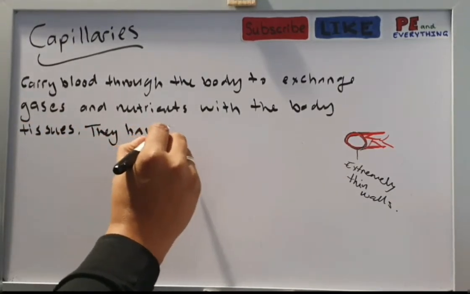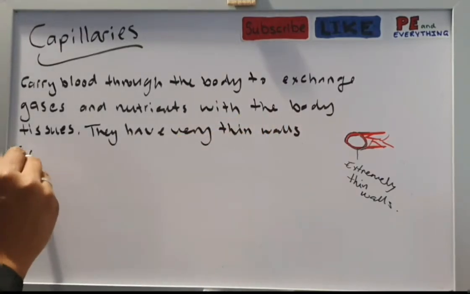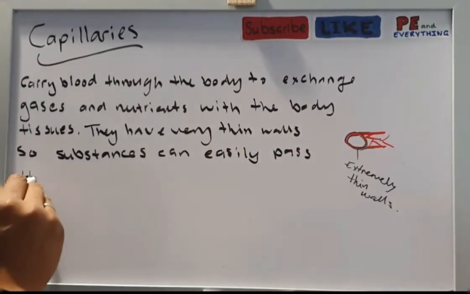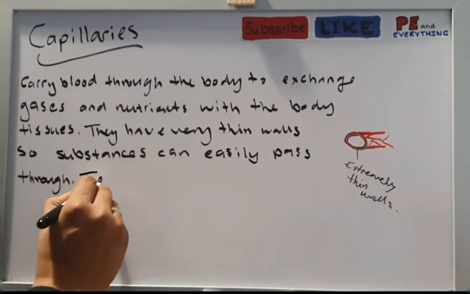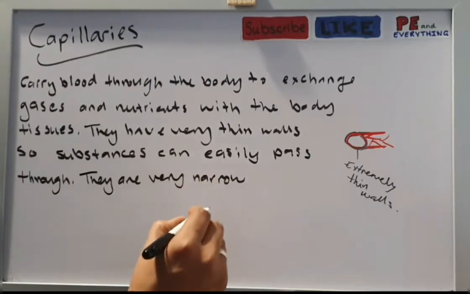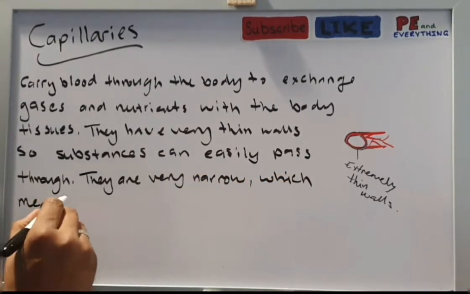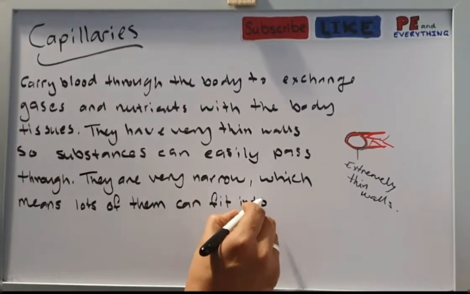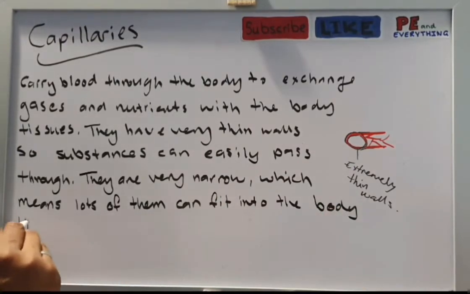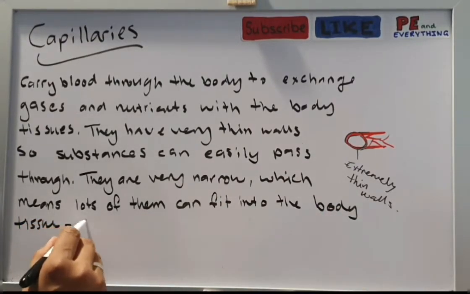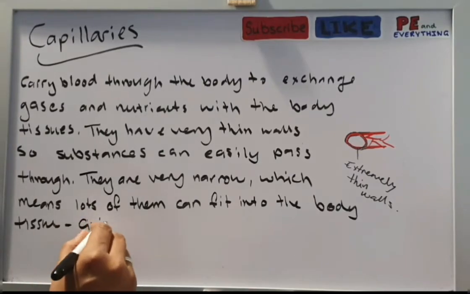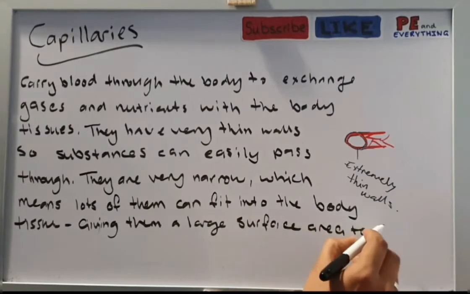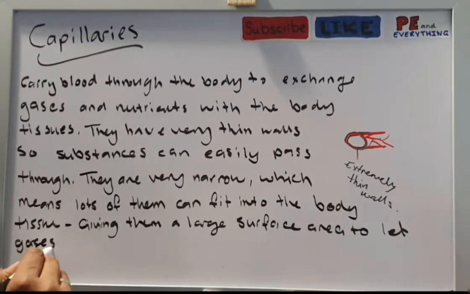So here are the functions of the capillaries. They carry blood through the body to exchange gases and nutrients with the body's tissue. They have very thin walls, so substances can easily pass through them. When we say substances can easily pass through them, we're talking about the oxygen, nutrients, and the carbon dioxide dealing with the gas exchange. They are also very narrow, which means lots of them can fit into your body's tissue, giving them a large surface area to let gas exchange happen more easily.